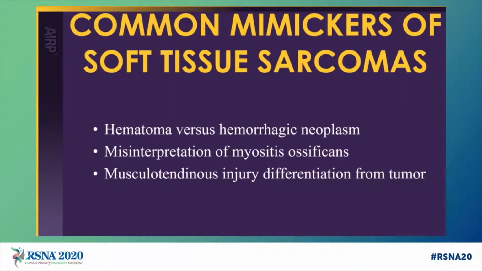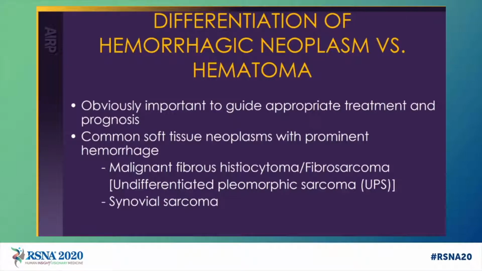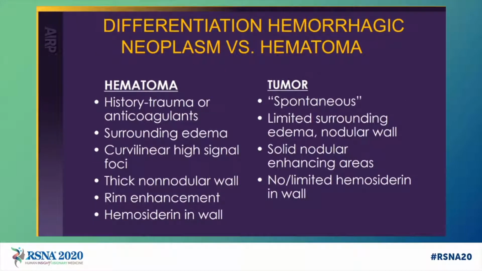The three topics I've chosen to discuss with common mimickers of soft tissue sarcomas are hematoma versus hemorrhagic neoplasm, misinterpretation of myositis ossificans, and musculotendinous injury differentiation from tumor. To begin, we will discuss differentiation of hemorrhagic neoplasm versus hematoma. This is obviously important to guide appropriate treatment, and I've listed the two most common neoplasms that I have seen present simulating hematoma. This is in chart form what I look for to make the differentiation of hematoma versus hemorrhagic neoplasm, and this is what I will illustrate in the next several examples.